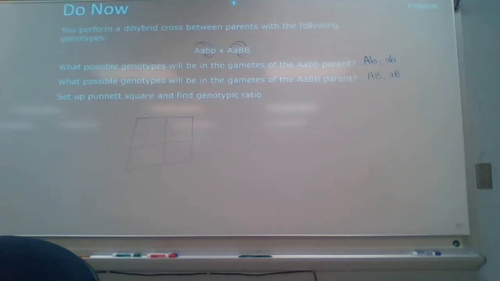We're going to... wow, that's like a trapezoid, not a square.